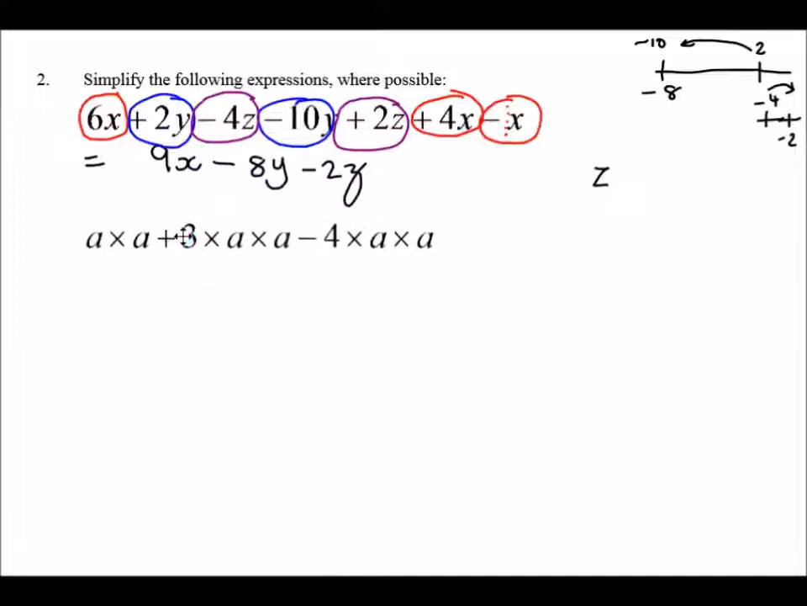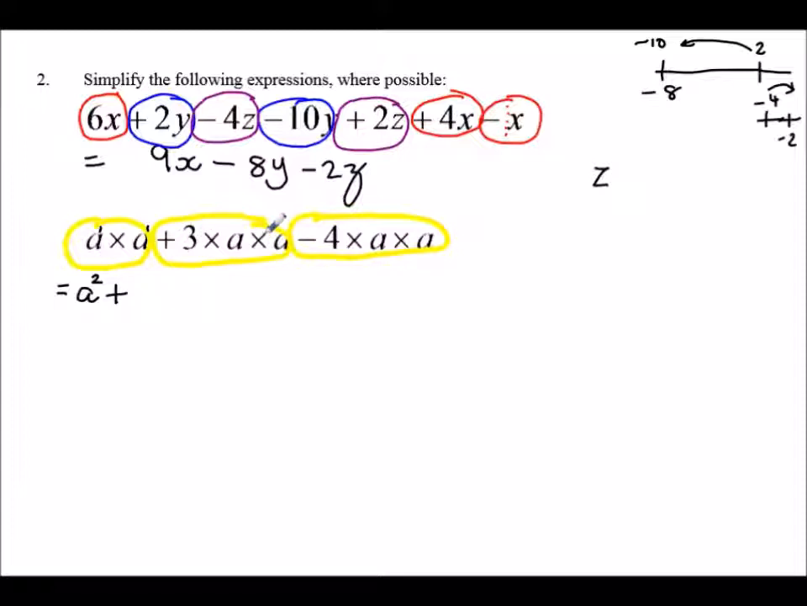Let's look at the next one. The first thing I do is I identify the terms. There's my first plus, here's my first minus, so this will be one term, and this will be the next term. Right, this is different because as you can see, it has been written in expanded form. So I look at each term, a times a, laws of exponents, I write down my variable, and I add exponents. 1 plus 1 is 2.